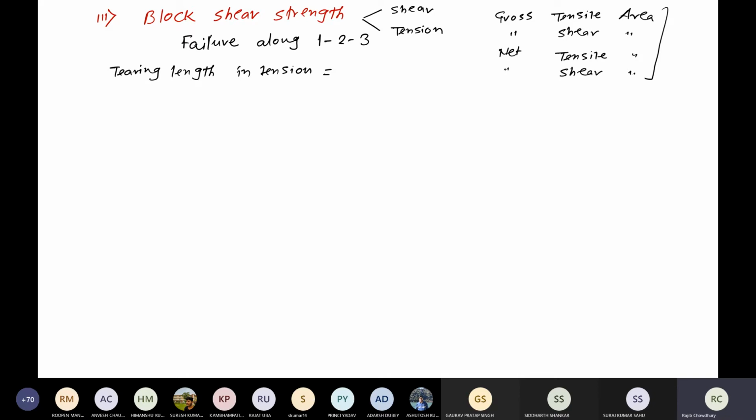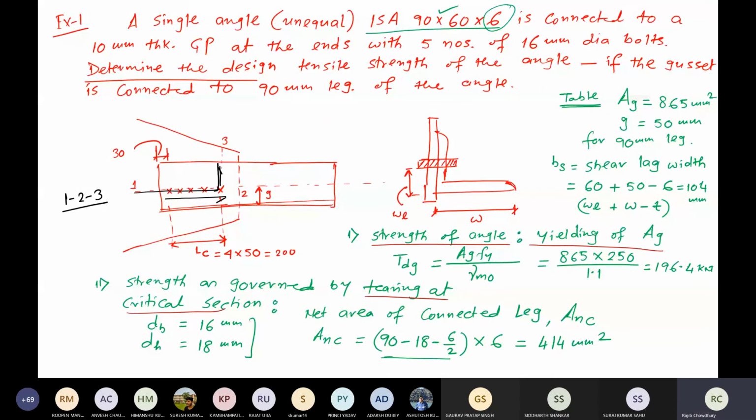How much would be the tearing length in tension? Let me go back to the first slide. The 90 mm leg is connected, and the gauge is 50. So this much length is required, which is 90 minus 50. So the tearing length would be 90 minus 50, equal to 40.